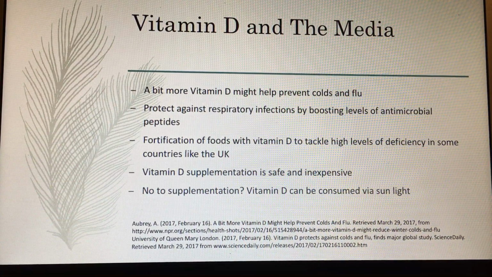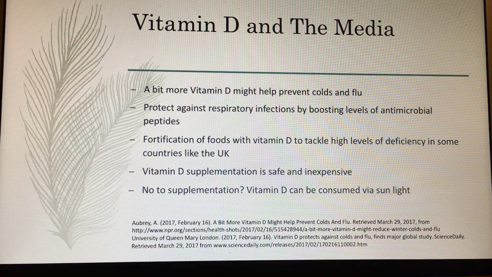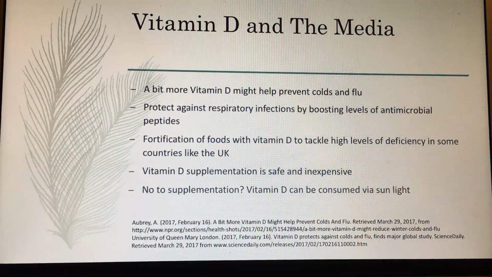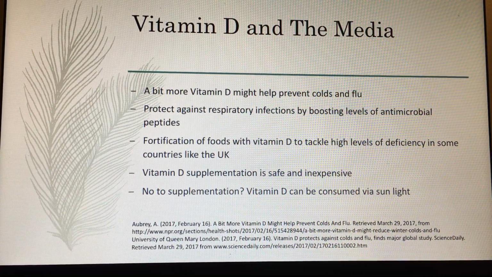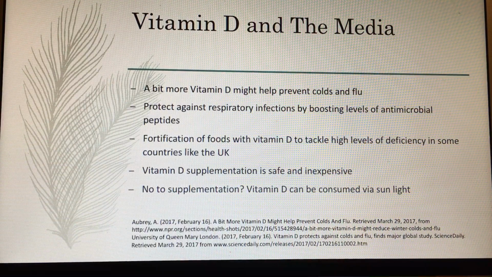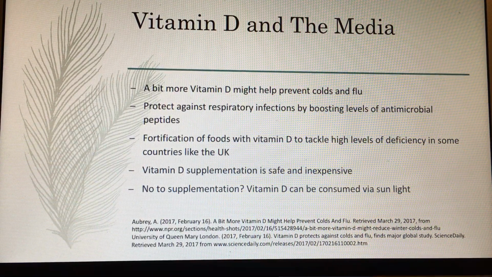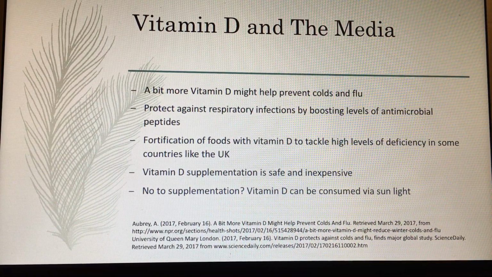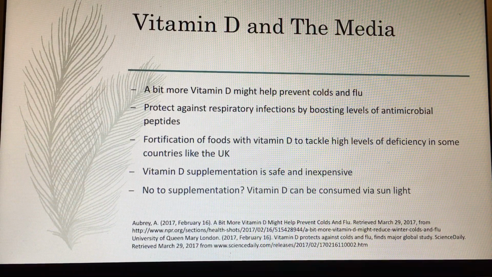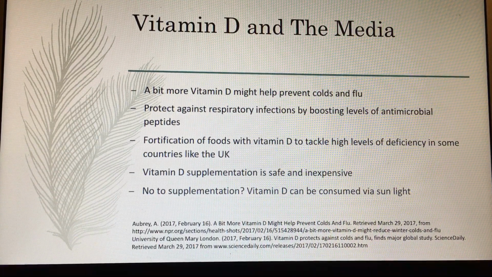Vitamin D supplementation is safe and inexpensive, so reduction in acute respiratory infections brought about by vitamin D supplementation could be highly cost effective. But some studies oppose the use of vitamin D supplements because we can get it from sunlight, and they are just some controversial topics.